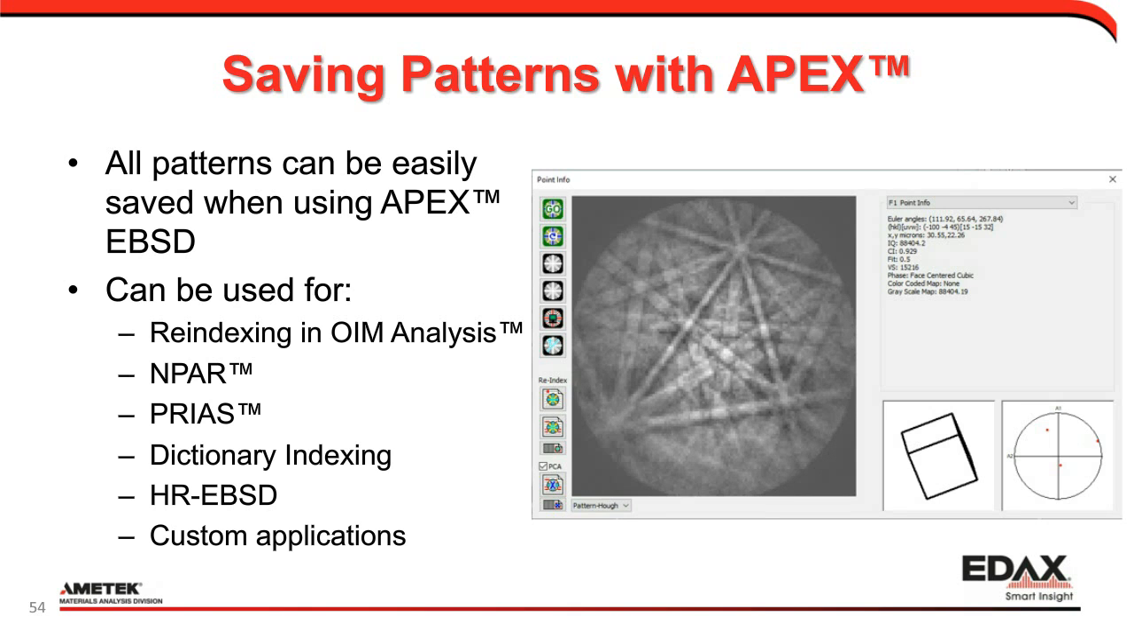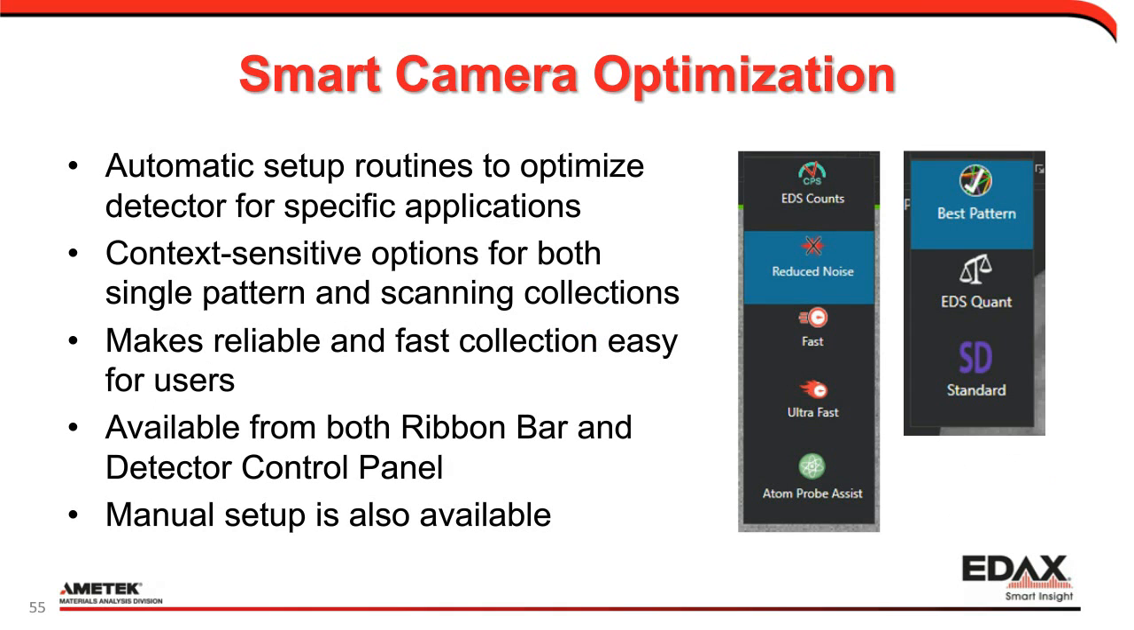APEX provides what we call smart camera optimization. Basically, sometimes you want to run the camera fast for throughput. Sometimes you might want to run it slower to get good EDS counts. Sometimes you might want the best possible patterns for a single phase ID type application. In this case, sometimes we want to look at it for atom probe assist samples. And so we have context-sensitive options that allow you to select how you want to run the camera.